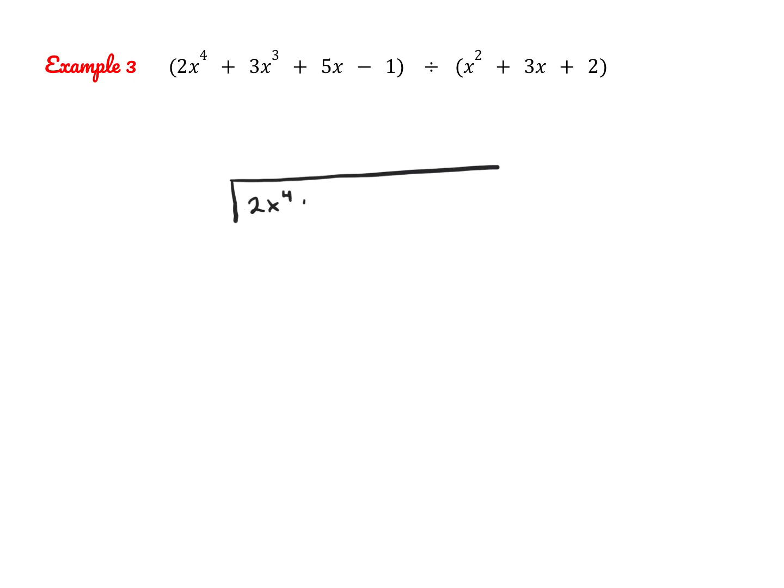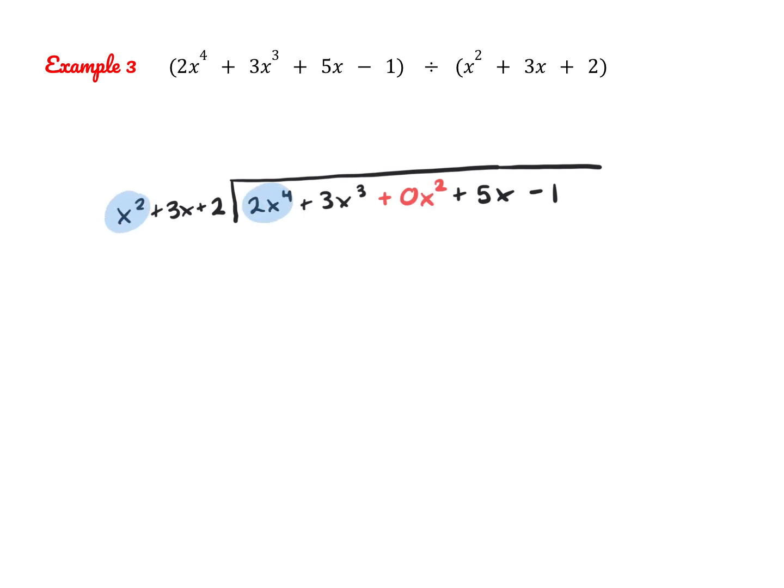So I have 2x to the 4th plus 3x cubed. Since I don't have an x squared term, I'm going to say plus 0x squared. So that's my placeholder. And then I have plus 5x and then minus 1. If your divisor was missing a placeholder too, you would also include it. But here I have a 2, 1 constant, so my divisor is fine. So always watch out for that placeholder. You'll know if you missed it when you start to do the process of long division. It's just going to look a little weird. Something's not going to line up.